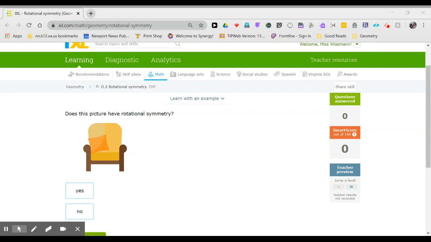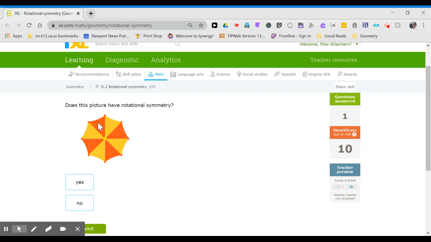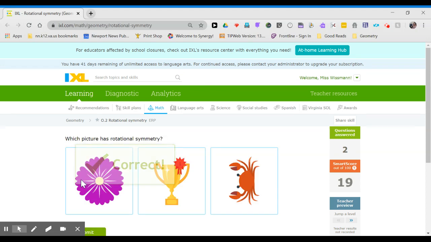So taking a look at this picture, could you turn the chair any direction, any number of degrees, and it line up again with itself? Not really. You'd have to go almost a full circle for that chair to line up. However, this umbrella I could turn, and this orange would line up with that orange right here, okay? So I could literally turn that from orange to orange, orange to orange, or I could go yellow to yellow to yellow. Yes, that one has rotational symmetry.